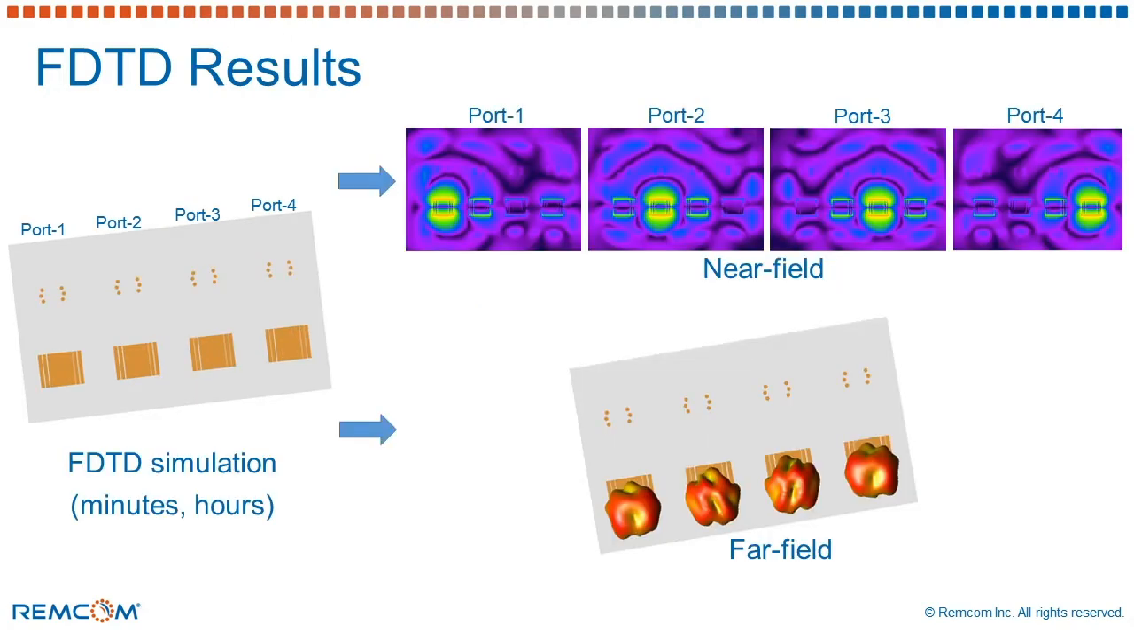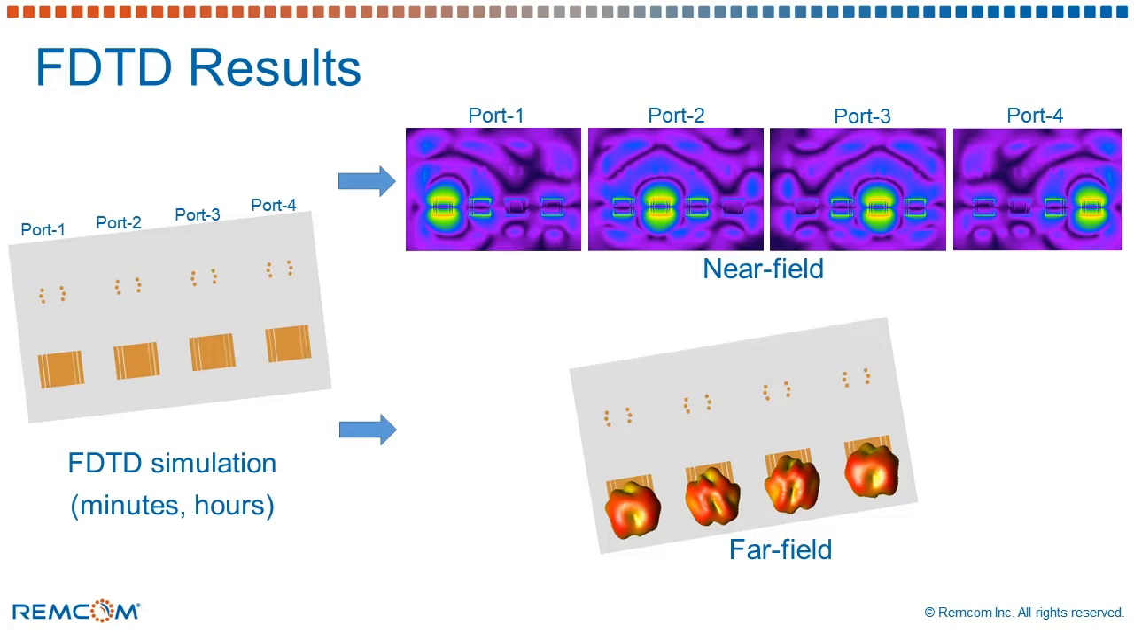Next, we have the near field and the far field results of the same antenna pattern. In the top right of the slide, you can see 4 near field E-field patterns of the antenna with each port individually excited. And at the bottom, you can see the radiation pattern of each individual element obtained by exciting the elements one at a time.